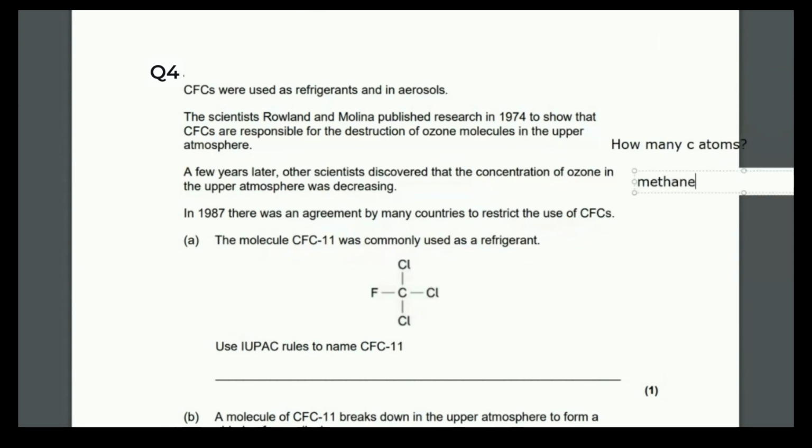So we need to ask ourselves, how many carbon atoms are in this molecule? There's only 1, so it's going to be a methane molecule, single bonds. There's 3 chlorines, so we use the trichloro, and there's 1 fluorine atom, so fluoro. Put them in alphabetical order: chloro, C before F. So trichloro, i.e. 3 chlorines. Fluoro, just 1 fluorine. Methane. So the answer to this is trichlorofluoromethane, and that is the name of this molecule.